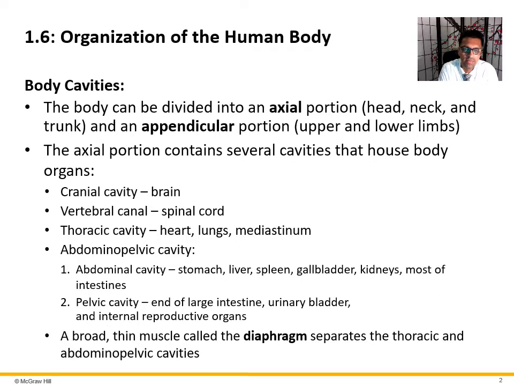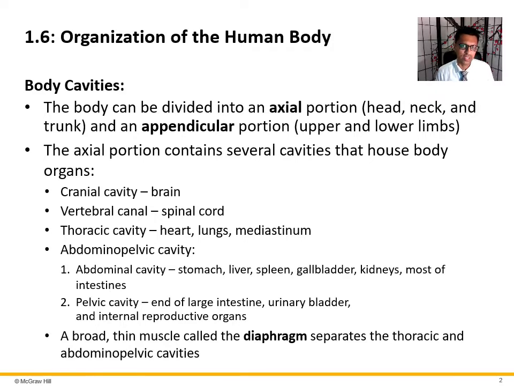The body can be divided into an axial portion, so that's the head, the neck, and the trunk, and the appendicular portion, which is the upper limb and the lower limb. Now, the axial skeleton has 80 bones, and the appendicular has 126. So total bones in the body is 206 bones.